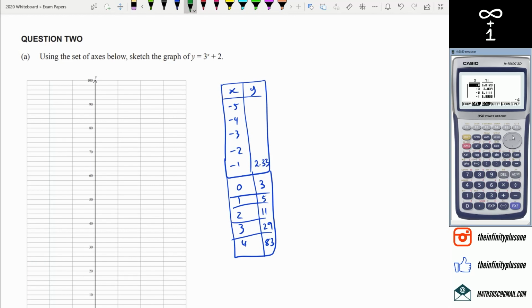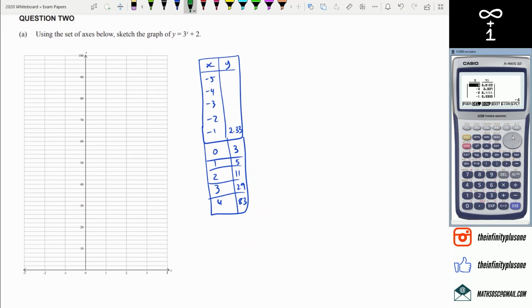So what I'm going to do is I am simply going to plot these points. So at 3, it's 29. At 4, it's at 83. Just kind of doing this roughly, guys, because 2 is 11, 1 is 5, 0 is 3. Now, at this point, the graph is always going to be above y equals 2. So I'm simply just going to kind of draw it like that. Now, at this point, just make sure that this line is not going past the 2.